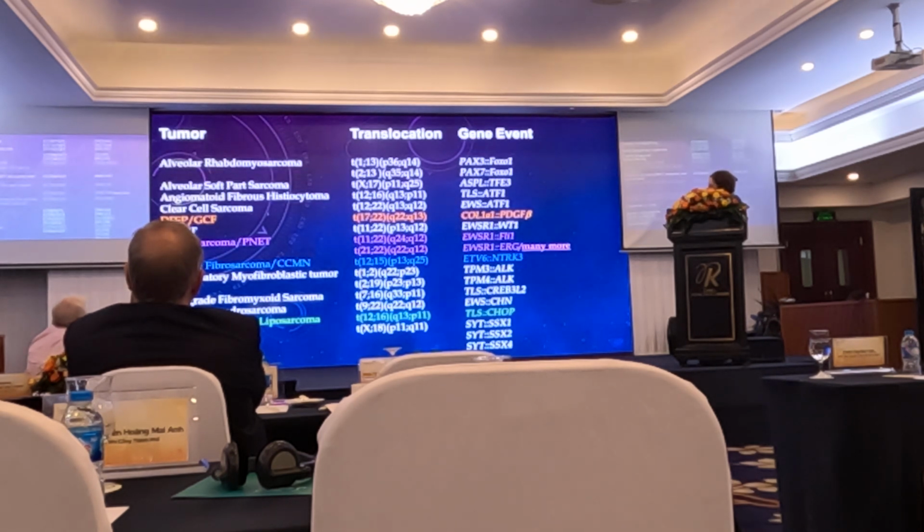So in terms of translocations, this is a very typical list of the translocations that tend to segregate with particular tumor types, and the gene event is shown on the right. This is all very well known, and a diagnostic table, if you like.